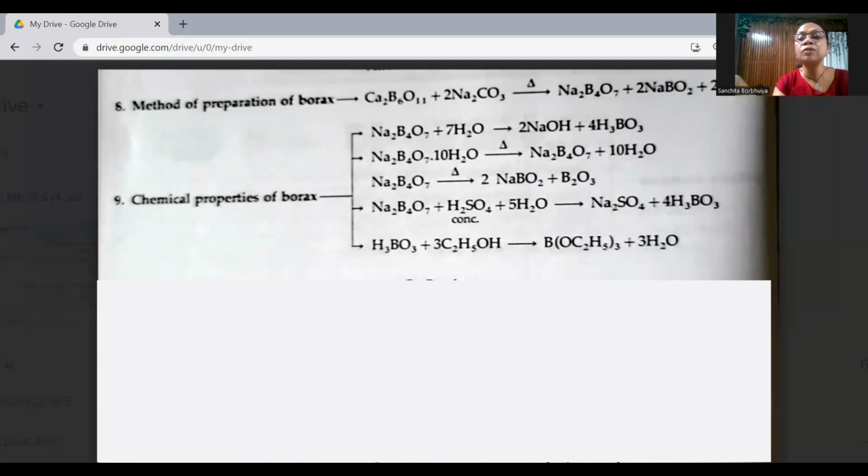Borax is actually found in nature, so you can just extract it from nature and then purify it. Going on the properties of borax, if borax is treated with water, then it forms boric acid, H3BO3, along with the side product sodium hydroxide.